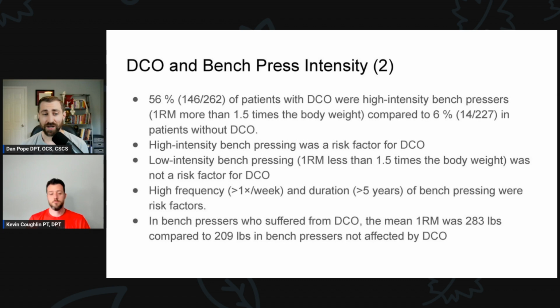When you play soccer 10 times per week, you're more likely to get hurt playing soccer than when you sit on your couch all the time, right? You just have way more exposures to it, so you're more likely to get hurt. And this is the case for bench pressing as well.